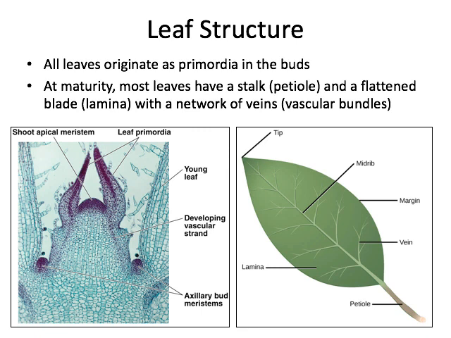All leaves originate as primordia in the buds. Remember, inside of those buds that are found on plants, such as axillary buds or terminal buds, we will find lots of cells dividing. At maturity, most leaves have a stalk, which is referred to as a petiole, and a flattened blade, which is called the lamina, as well as a network of veins, which is the vascular bundles as they run through the blade.